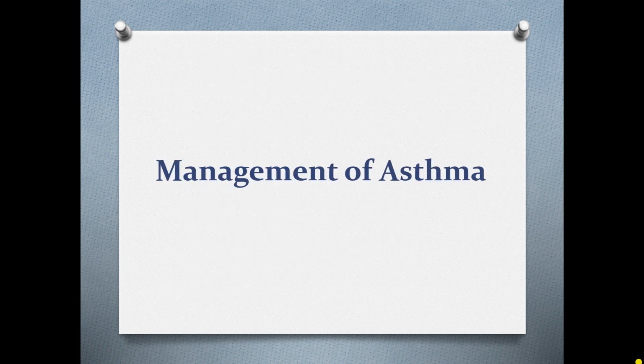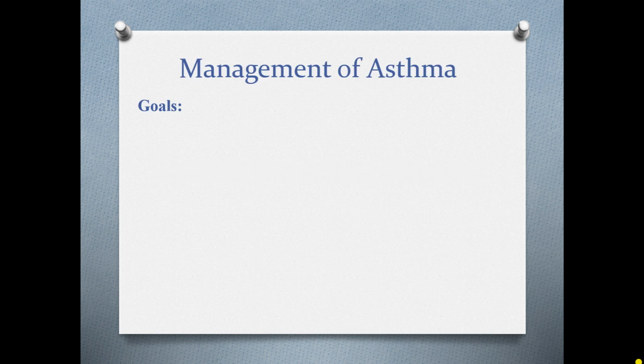So this finishes the discussion of different drug classes for the management of asthma. We have discussed bronchodilators, we have discussed anti-inflammatory drugs which included glucocorticoids, mast cell stabilizers, leukotriene receptor antagonists and inhibitors of leukotrienes, and anti-IgE drugs. Now we start with the management of asthma.